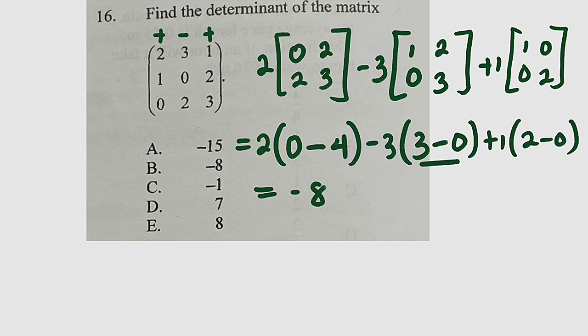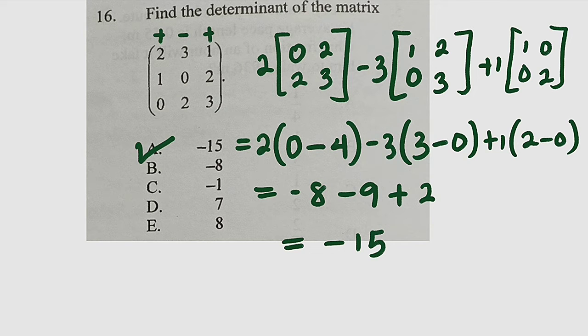3 minus 0 is 3. 3 times negative 3 is negative 9, plus 2 minus 0 is 2 times 1 is 2. And this is equal to negative 8, negative 9 is negative 17, and negative 17 plus 2 is negative 15. So this is negative 15, which is option E.